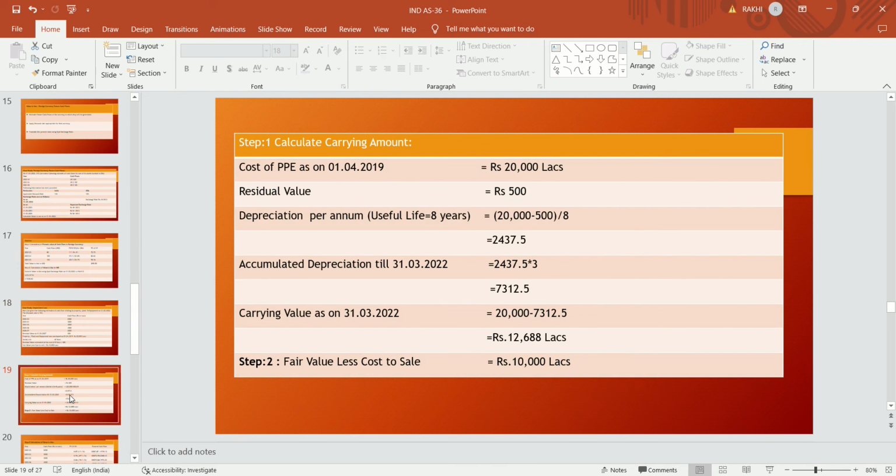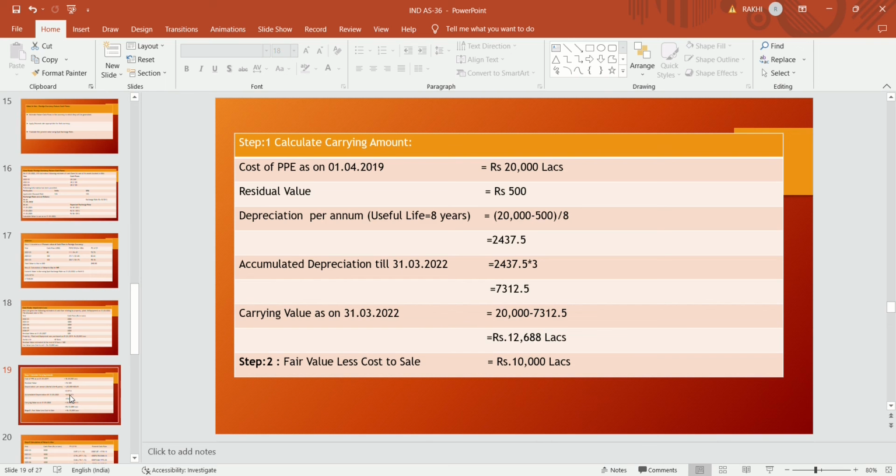Firstly, we will find out the carrying value of that asset. The cost of PPE as on 1st April 2019 is 20,000 lakhs. Residual value is 500 lakhs. Now depreciation per annum is 20,000 minus 500 divided by 8, which gives rise to 2,437.5 lakhs. Accumulated depreciation till 31st March 2022 will be for 3 years, so 2,437.5 into 3 years gives 7,312.5 lakhs.